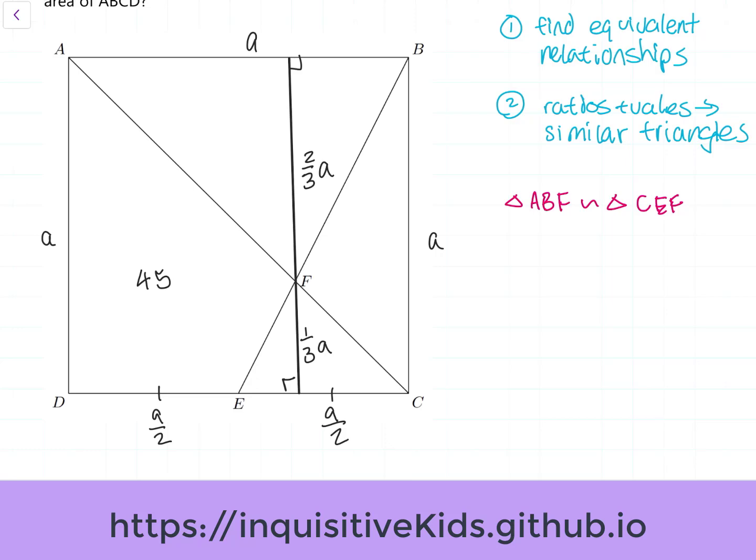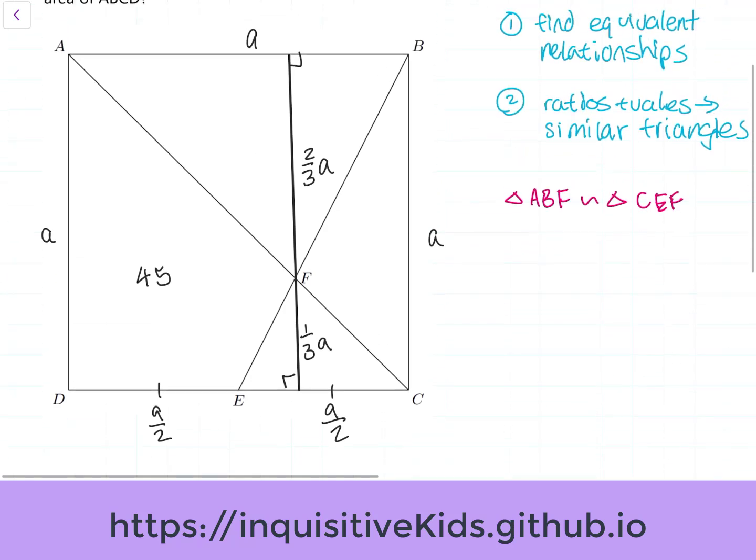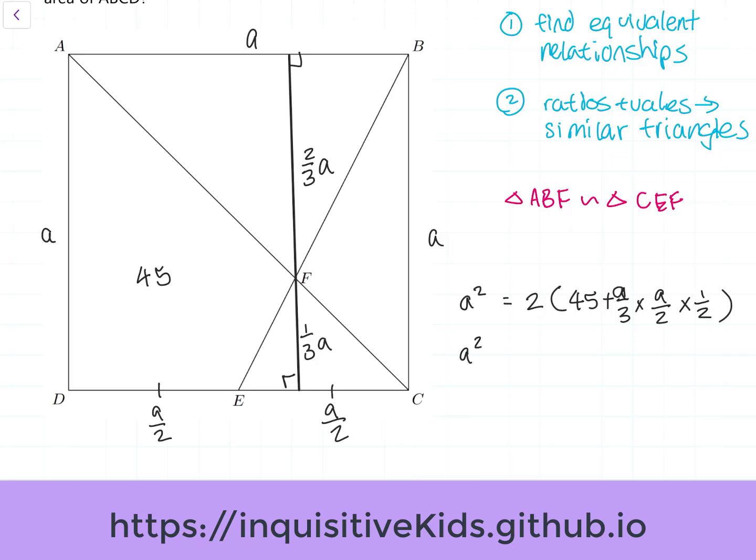At this point, it should be pretty easy for us to find the equivalent relationship. Because we know the heights and the bases of each of these triangles, we can obviously piece them together to find the area of some portion of this square. So we know we can represent the area of the square as A squared, but we could also represent its area by doing 2 times 45 plus this triangle's area, which is 1/3 times A over 2 times 1/2.